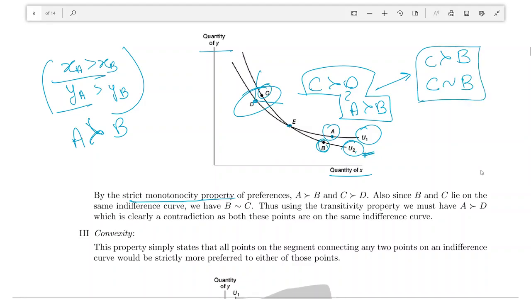Now both these things cannot be true simultaneously, because that would be a violation of which property? Sorry, these both things, if they are true, which property is violated? Completeness. So it will be a violation of completeness, which is not allowed, and that's why our initial assumption that there are multiple ICs passing through point E is contradicted.